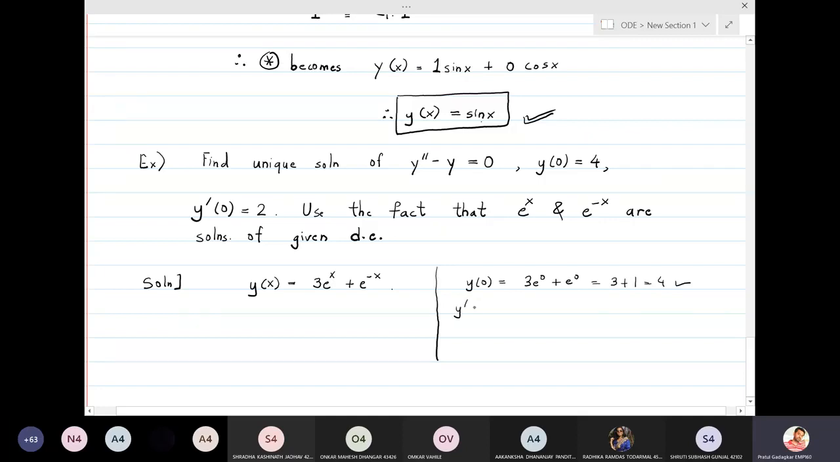If we take its derivative, what do we get? The derivative is 3 e raised to x minus e raised to minus x. So this means it will be 3 e raised to 0 minus e raised to 0, and that is equal to 3 minus 1, which is 2. So both the conditions are satisfied, and therefore this is the correct solution. Yes, that's good.